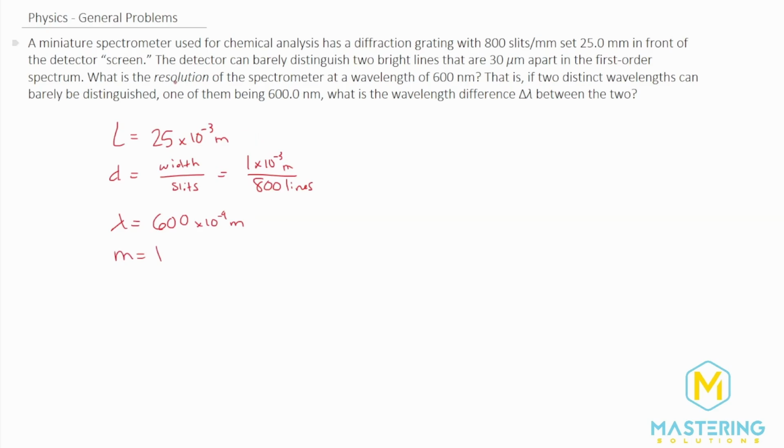What they're talking about when they say resolution is like the resolution on a TV screen, right? The higher the resolution, the more fine detail you can tell the difference. So what they're saying here is that the detector can barely distinguish between two bright lines that are 30 microns apart. So what they're trying to get you to understand is that this 30 micron limit is the limit for this detector. Anything past that, it's like, nope, I can't tell the difference here.